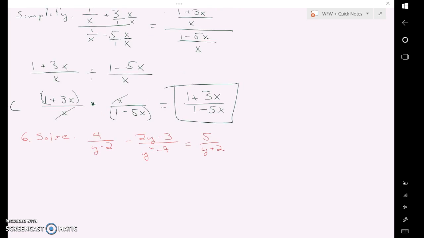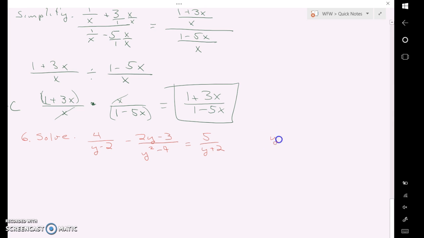Here we have a subtraction problem that we are supposed to solve. That means we're supposed to find a value or values for y that make this equation true. Alright, that means we need to simplify, and let's get common denominators.